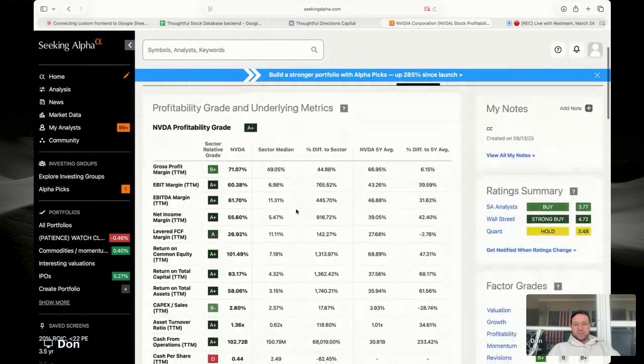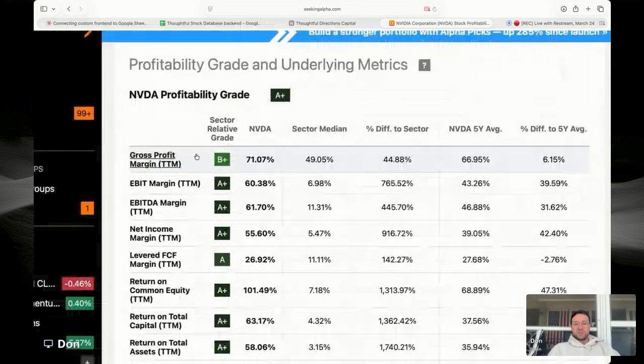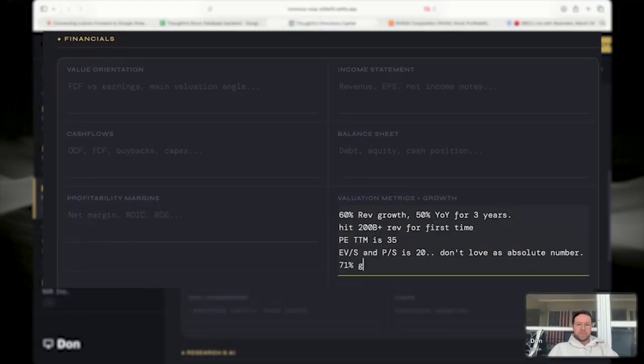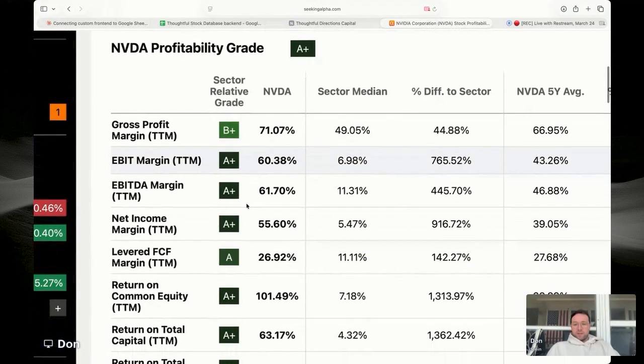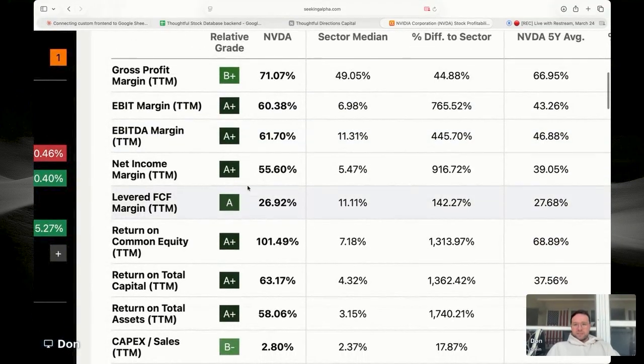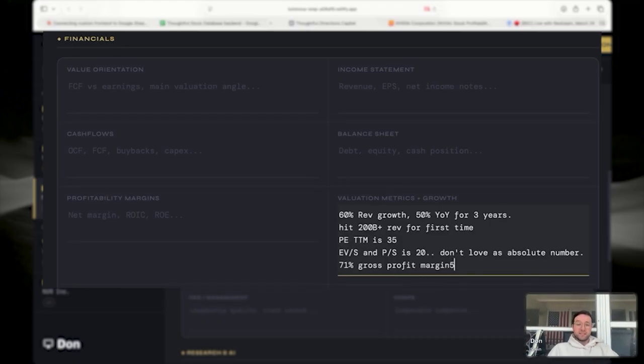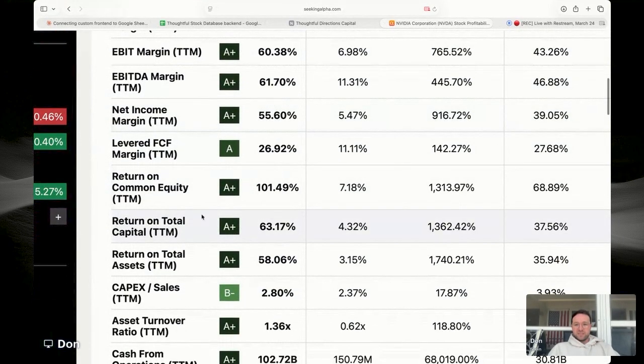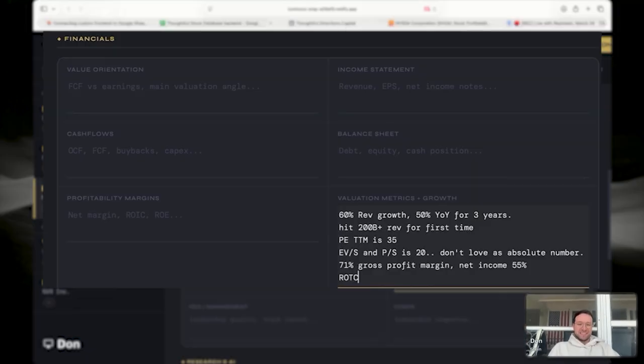You can see their margins here, 71% gross profit margin, insane. What's their net income margin? Let's see, 55%. That's insane. This is the best business ever created in the history of mankind. Okay, their return on total capital is 60%. Oh my god. Okay.